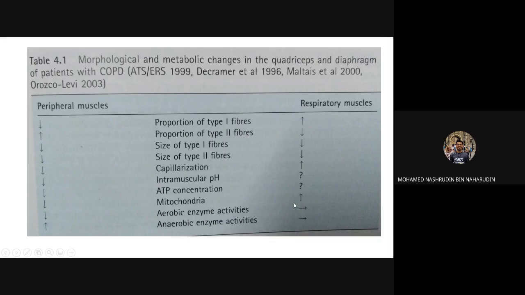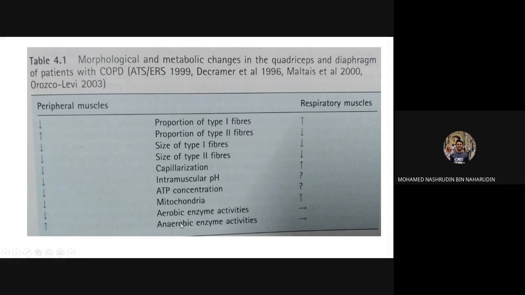Mitochondria increase in respiratory muscles. This is in line with the increase in muscle fiber type 1 because of the forced breathing, because of the obstruction of your respiratory airways, which demands higher effort and increases the endurance of your respiratory muscles, meaning that your respiratory muscles need to work more to compensate for the demands of your daily living.